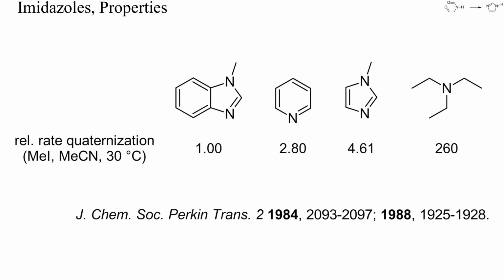Imidazoles are similarly nucleophilic as pyridines and less reactive toward electrophiles than tertiary amines. Here you can see the relative rates of quaternization by methyl iodide in acetonitrile. The nucleophilicity roughly correlates with the basicity, as would be expected.